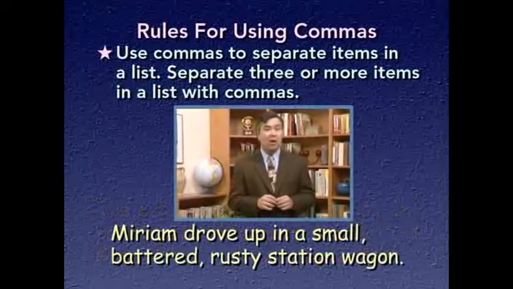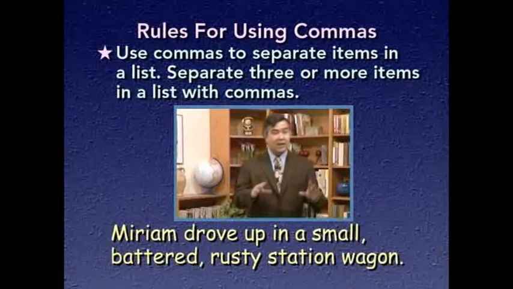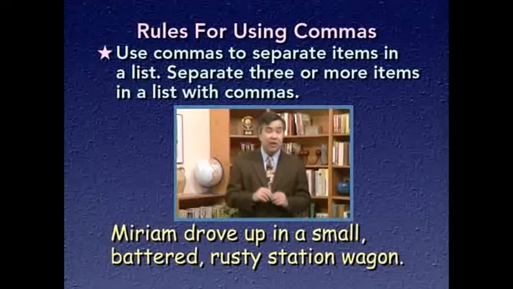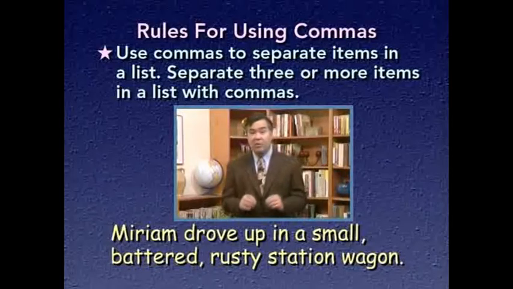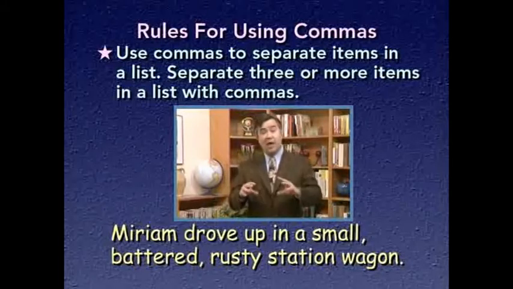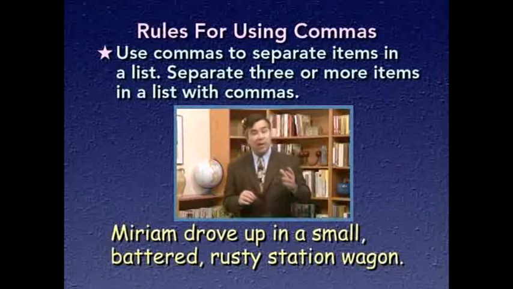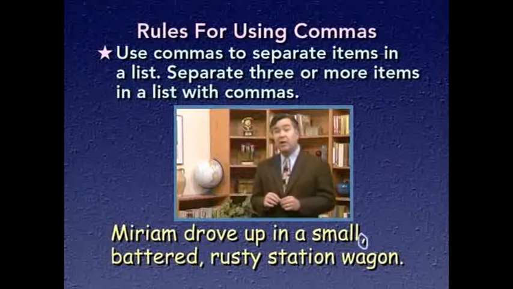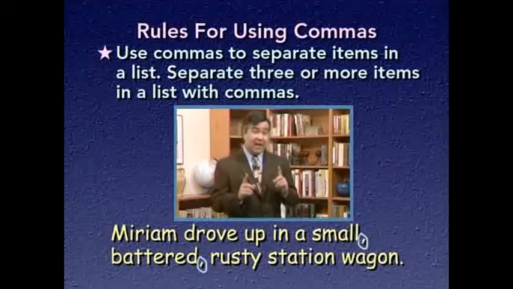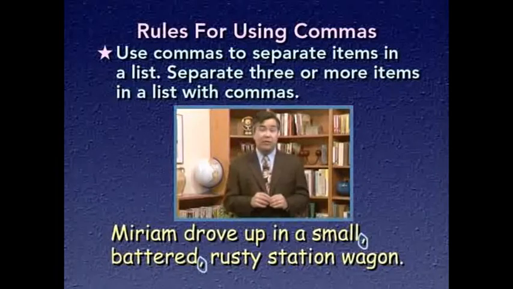Miriam drove up in a small, battered, rusty station wagon. Here we have a sentence that strings together a list of several adjectives, all describing the noun station wagon. What kind of station wagon was it? It was a small one, and a battered one, and a rusty one. So here we have three adjectives in a row, all added to describe a particular noun. Again, it's much clearer if you insert commas between the adjectives. So we have a comma after small and a comma after battered. Notice that you don't insert a comma after the last adjective. The last adjective here is rusty. Station wagon we consider one noun, even though it's made up of two words.